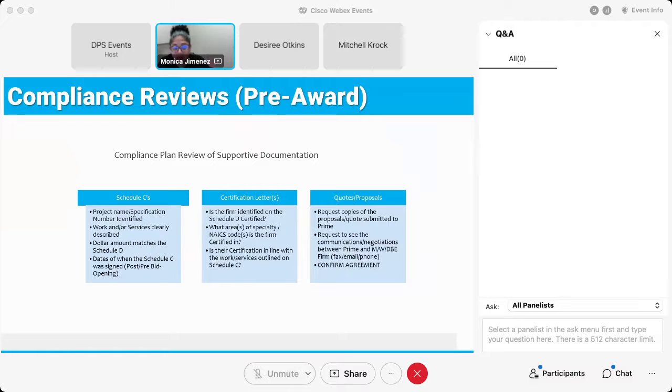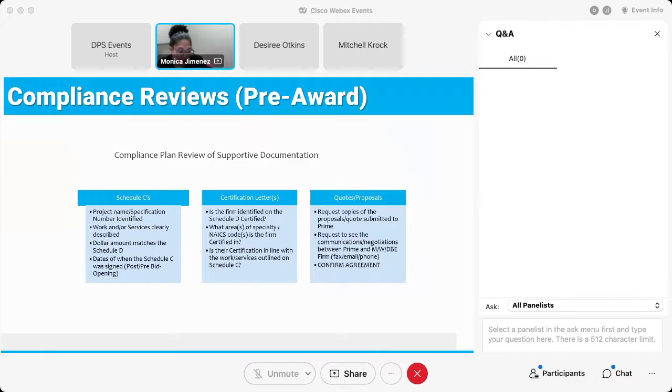With that Schedule C that they'll ask you to fill out, it's very, very important that you get the name of the project and put on there the services that you're going to be performing. And we'll go over the actual Schedule C in detail. We'll ask for the certification letter. So always make sure that you have your certification letter.